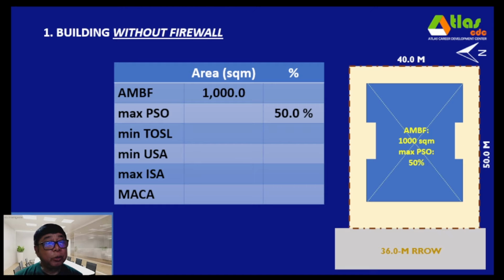Which means that the building may have different setbacks other than the minimum setbacks. So the dimension therefore is not defined for the building as long as you have a maximum of 50% of the TLA occupied by the building.